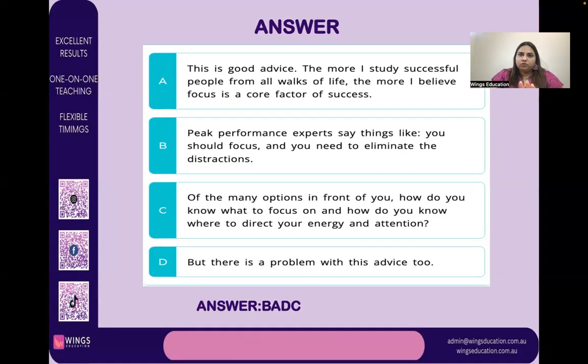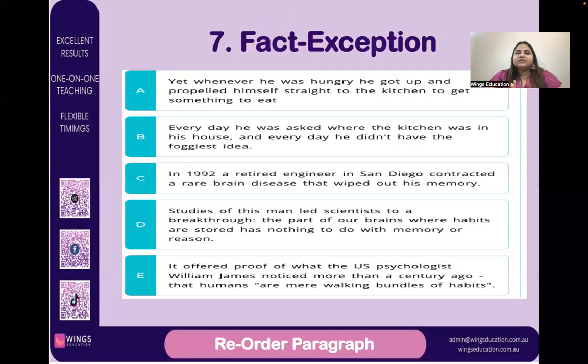This, that, these, those. Fact and exception. If there is a however, if there is a but, you know why there is this however or but. You have a pair, you can connect the sentences. Like in this question, yet whenever he was hungry, he got up and propelled himself straight to the kitchen to get something to eat. That means there's some problem related to the kitchen. Maybe the person doesn't know where the kitchen is, or maybe the person is not hungry. So let's see B.